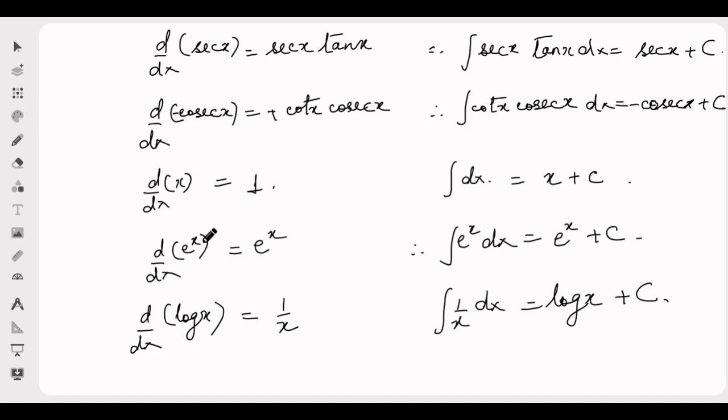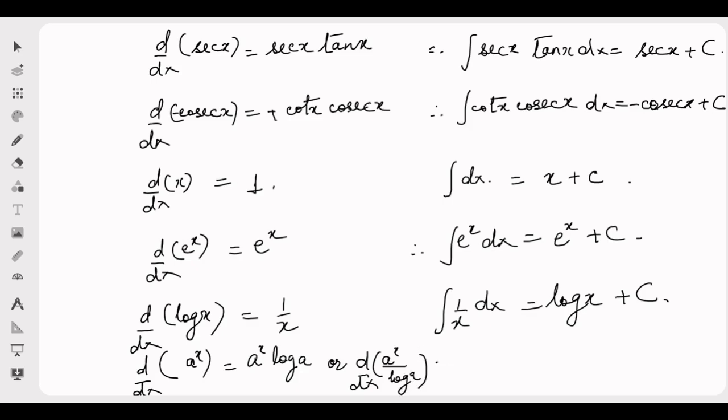Now let us do the derivative of a raised to the power x. This is equal to a to the power x log a. Or derivative of a to the power x upon log a will be equal to a to the power x. Derivative of a to the power x is a to the power x log a.